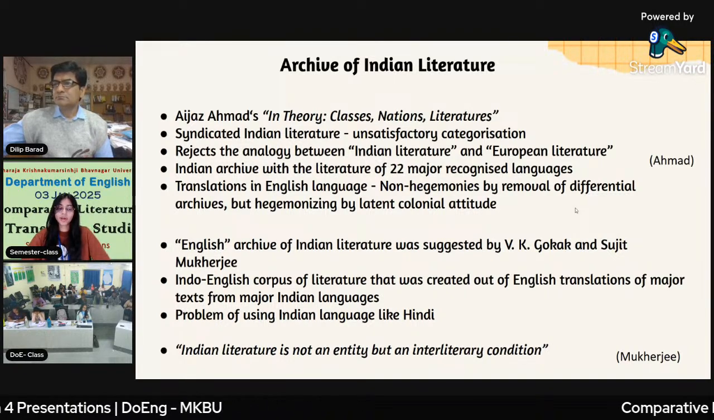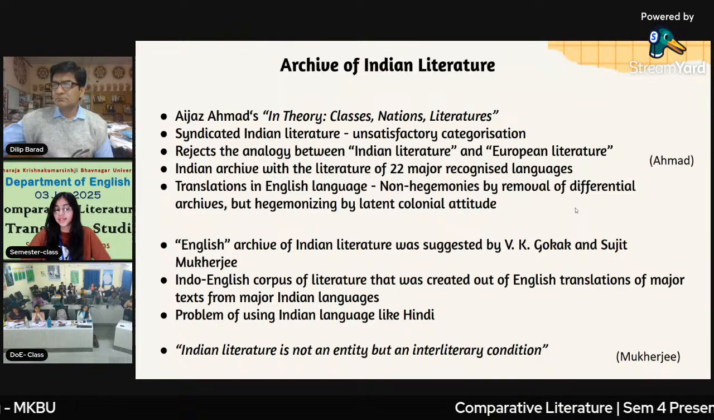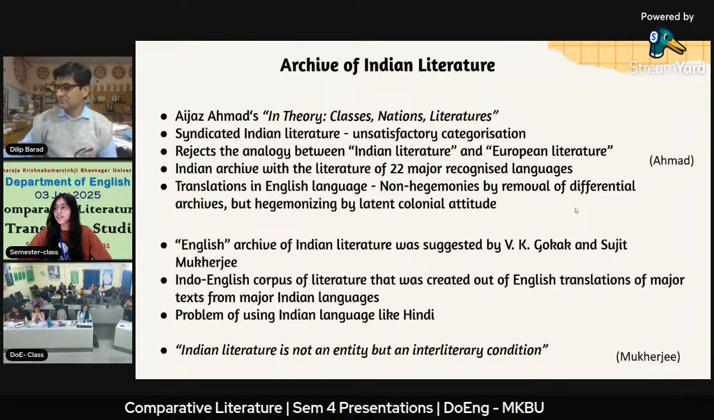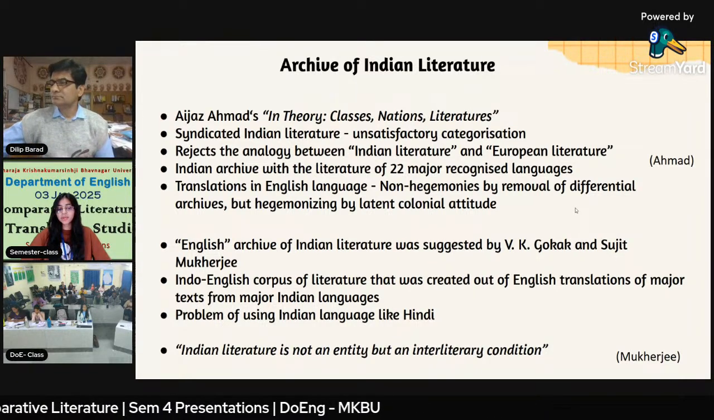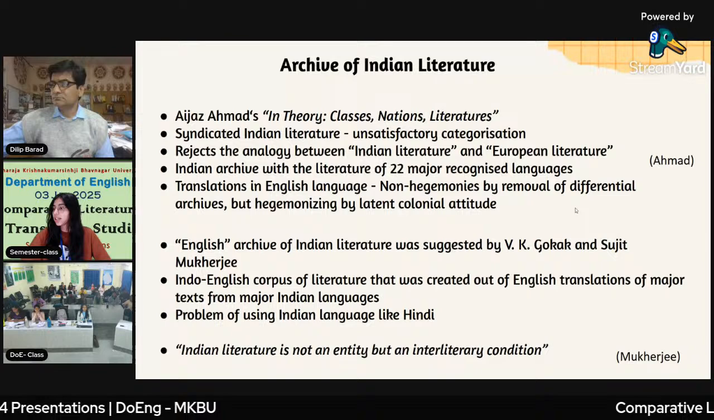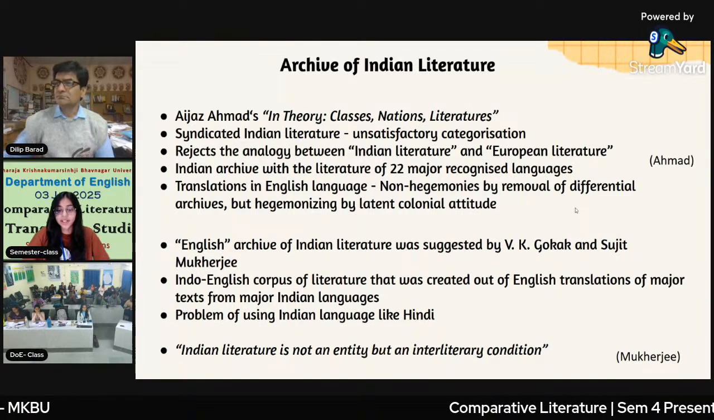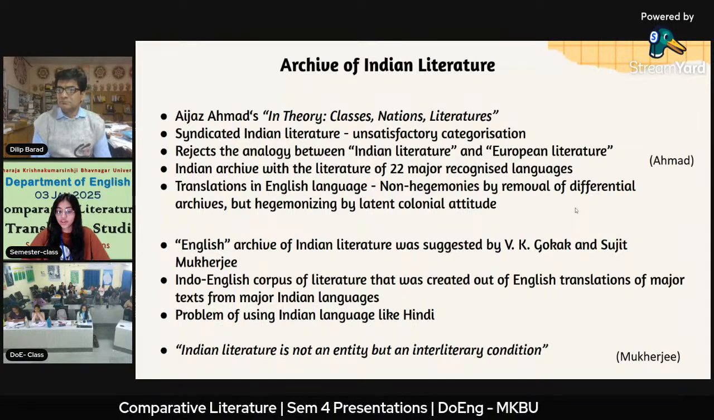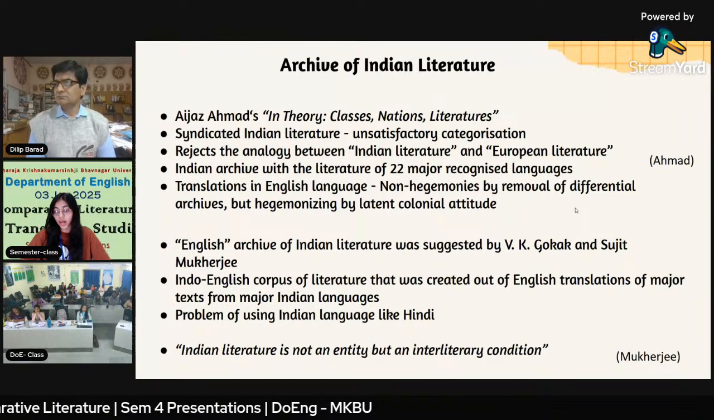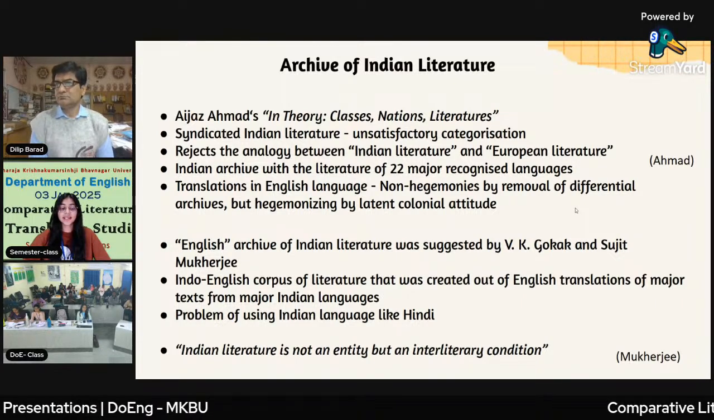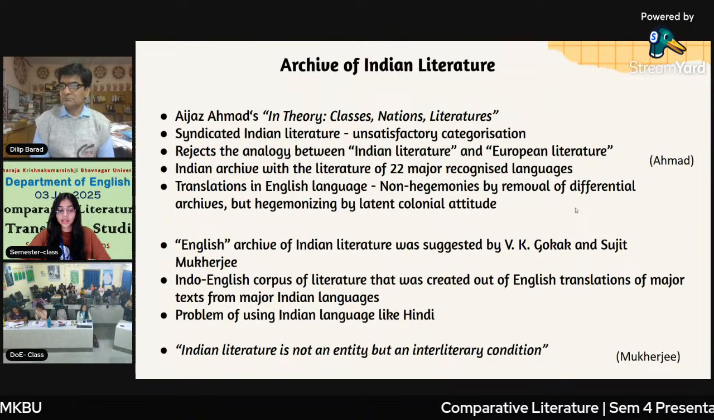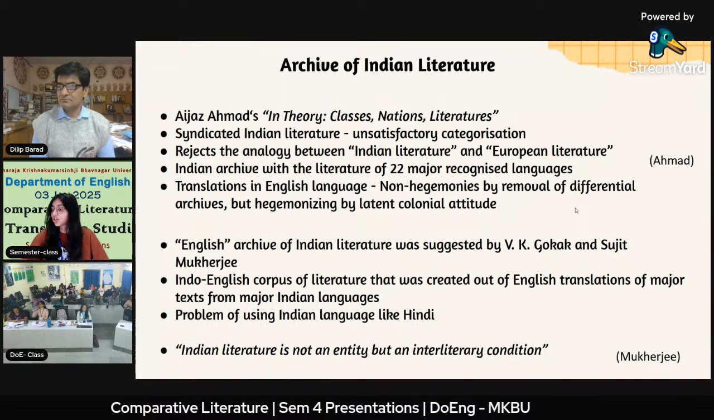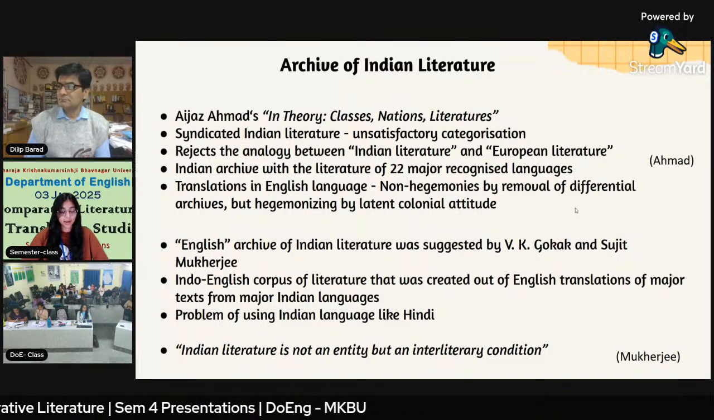But here also the problem arises that to make this one archive, one way is that we translate all this work into the English language. Now this is non-hegemonizing because it removes the different archives. But at the same time, it is hegemonizing by a latent colonial attitude, because use of English is heavily relied upon. And this concept of an English archive of Indian literature was suggested a few years back by V.K. Gokak and Sujit Mukherjee. They say that there should be development of an Indo-English corpus of literature that was created out of English translations of major texts from major Indian languages.